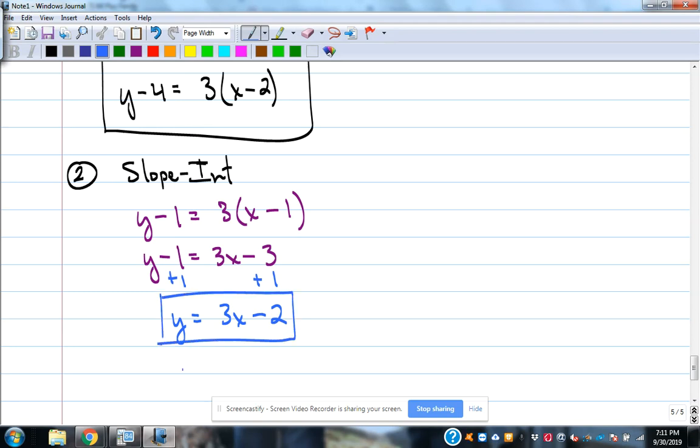There's my slope-intercept form. If I had worked out the second point-slope form, would I get the same slope-intercept form? Yes. No matter which ordered pair you picked in point-slope form, you better get the same slope-intercept form. They're always the same. Okay? So everybody's slope-intercept forms should always be the same.